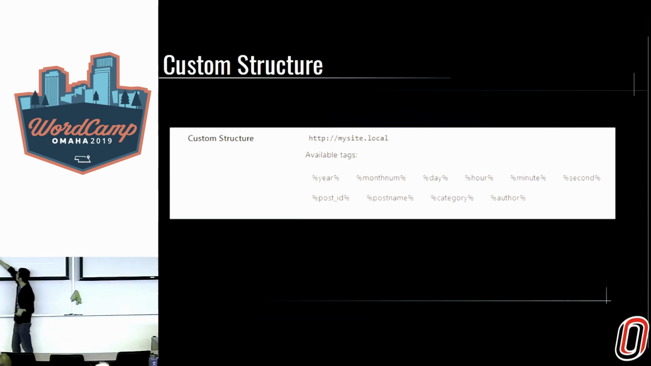So if I wanted to show the post ID, I would use this and put it up there, and that would serve as a placeholder so that when the URL is displayed, you're going to see that post ID.